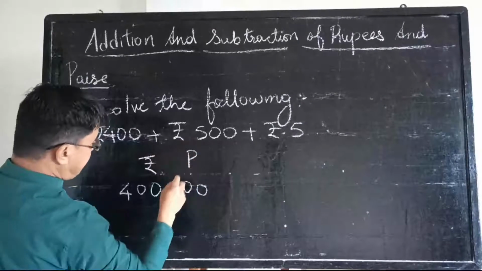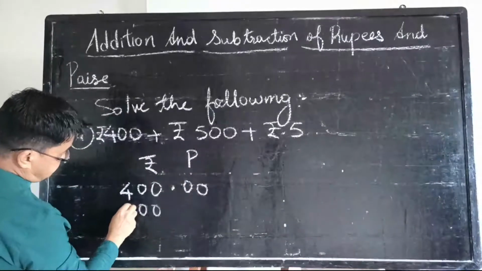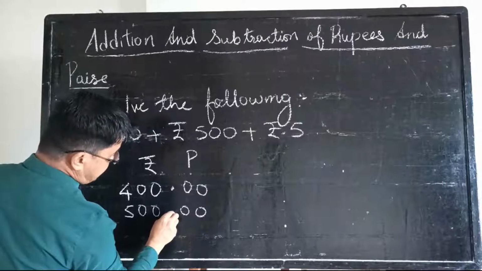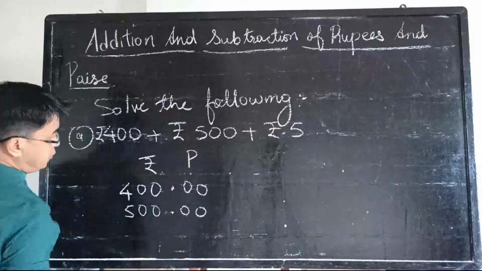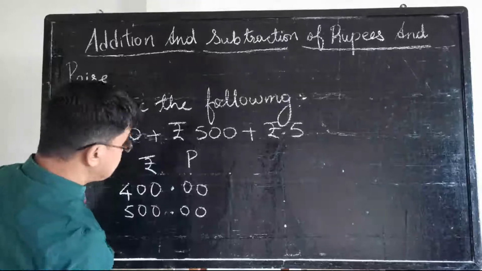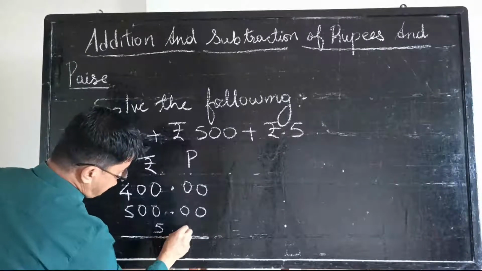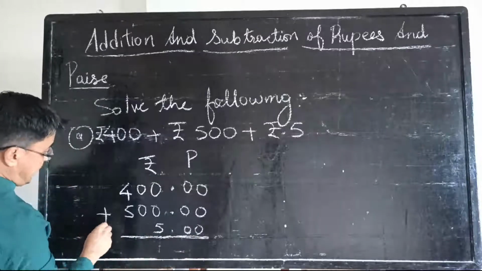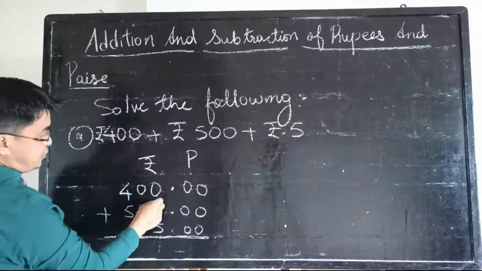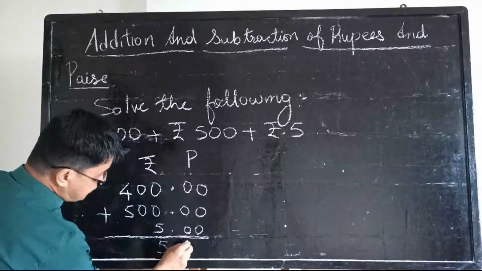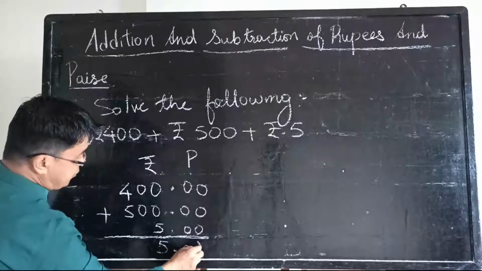Now here rupees 500. No paise. On the right side of the dot we write paise, on the left side we write the rupees. And the last one is rupees 5. Here 5, here no paise. Now we add this. 0 plus 0, 0. 0 plus 5, 5. You have put this dot, 0 is already 0, no paise, all 0.